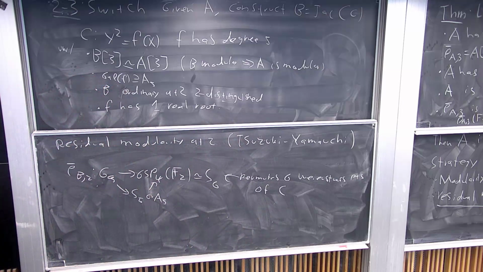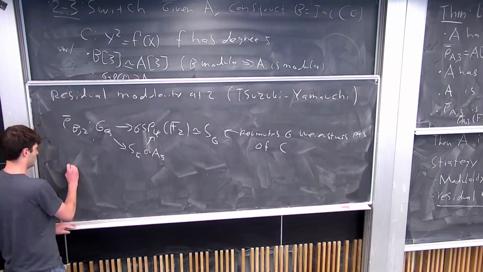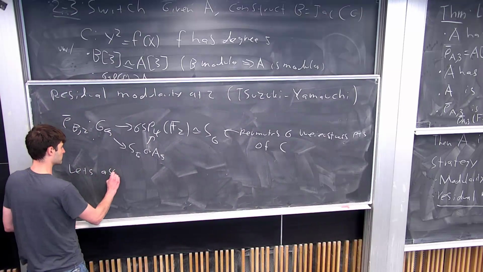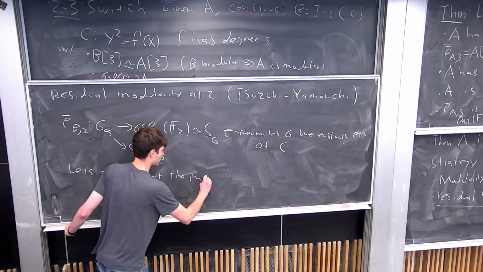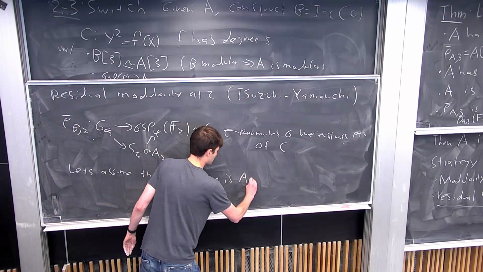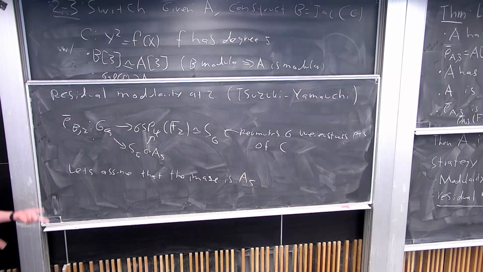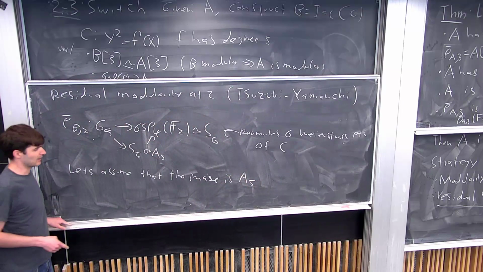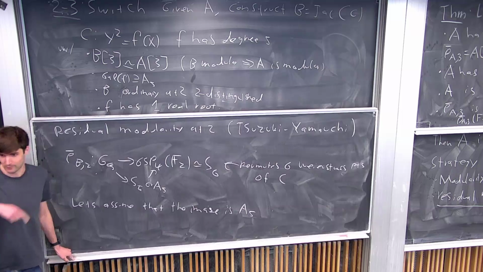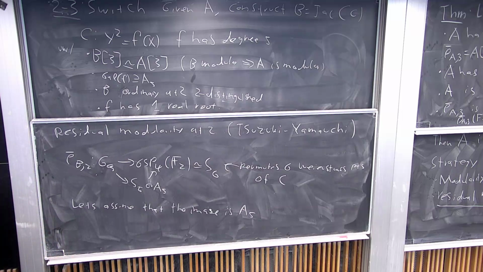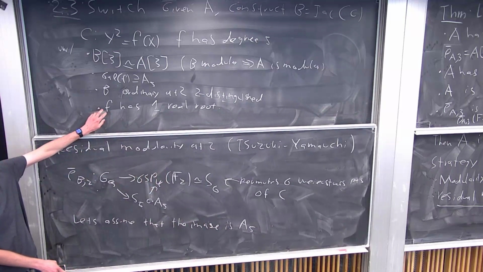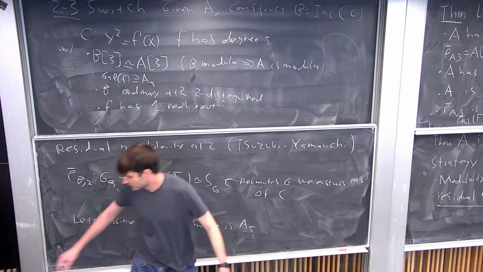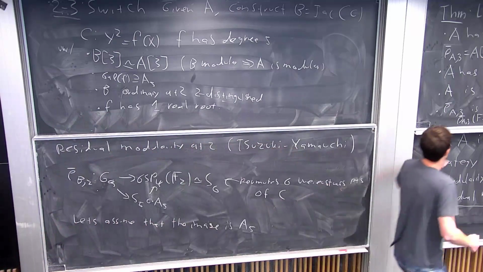And so let's assume that the image is A5. In fact, we can't really arrange that, but what we actually do is just base change to the real quadratic field over which it becomes A5. And it is indeed a real quadratic field because we've ensured that complex conjugation is in A5. Okay.